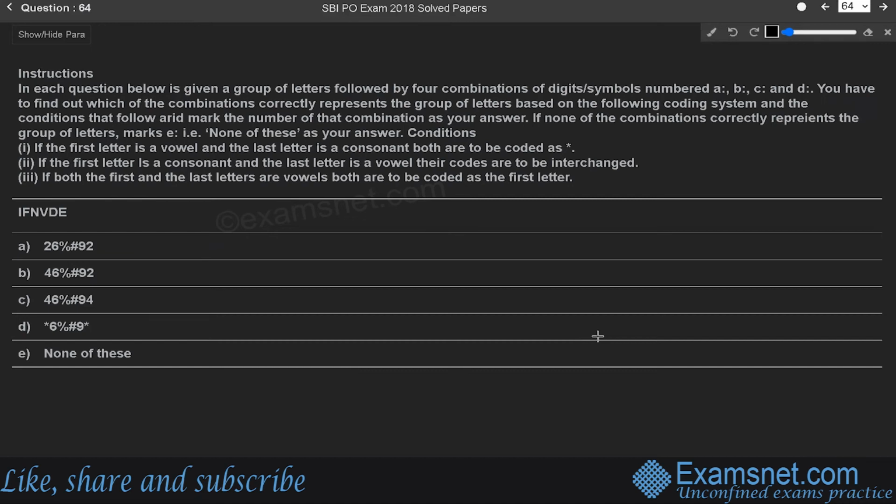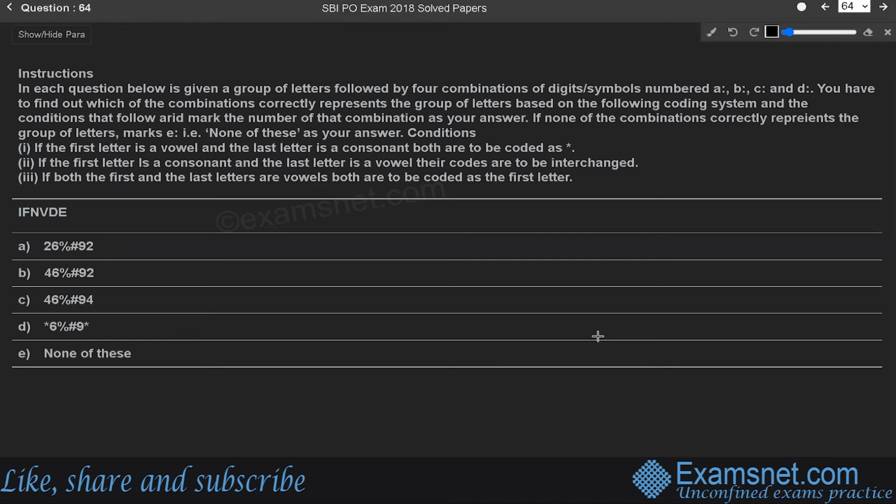Here the conditions are given, which is: if the first letter is a vowel and the last letter is a consonant, both are to be coded as star. If the first letter is a consonant and the last letter is a vowel, their codes are to be interchanged. And if both the first and last letters are vowels, both are to be coded as the first letter.